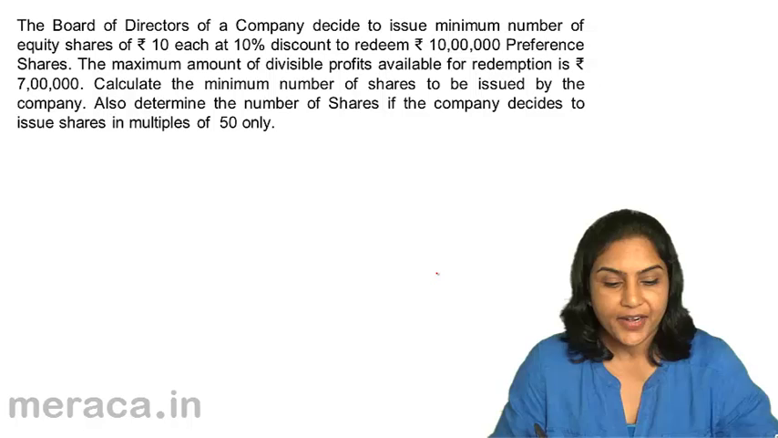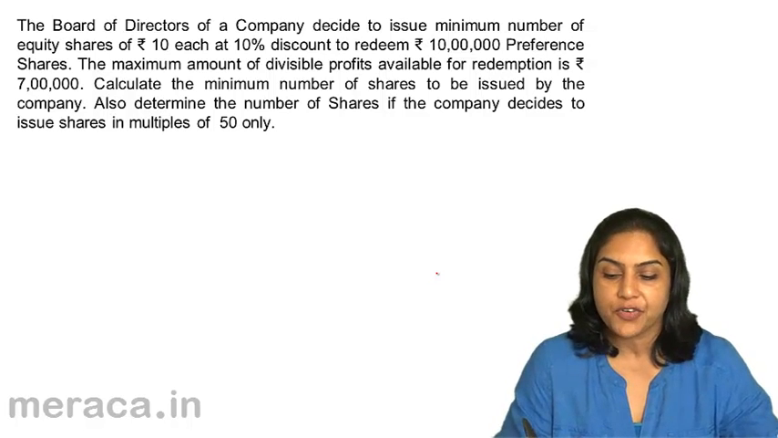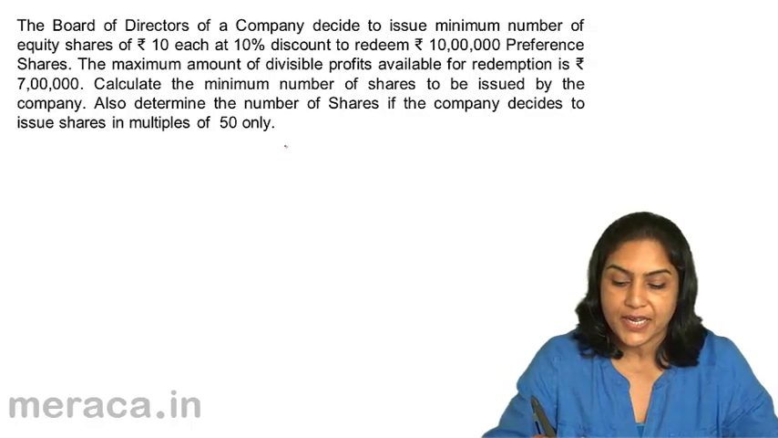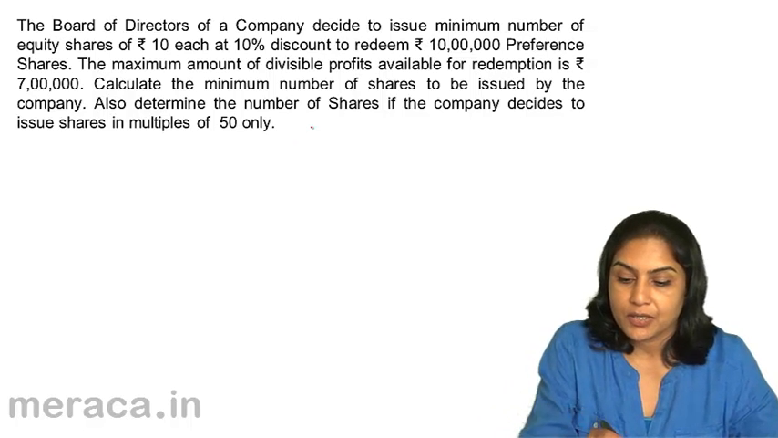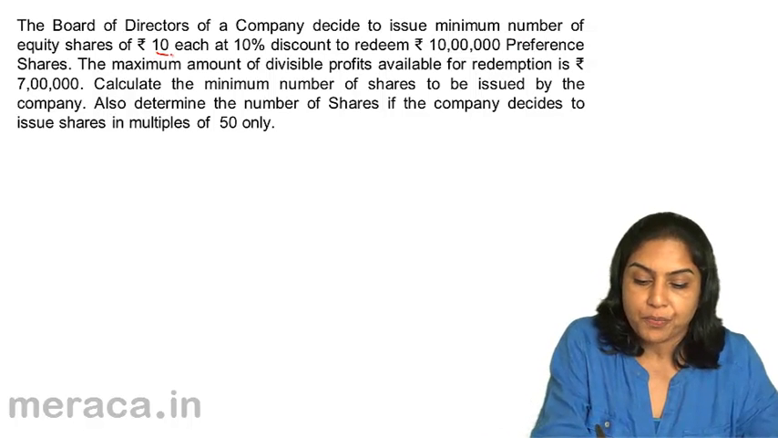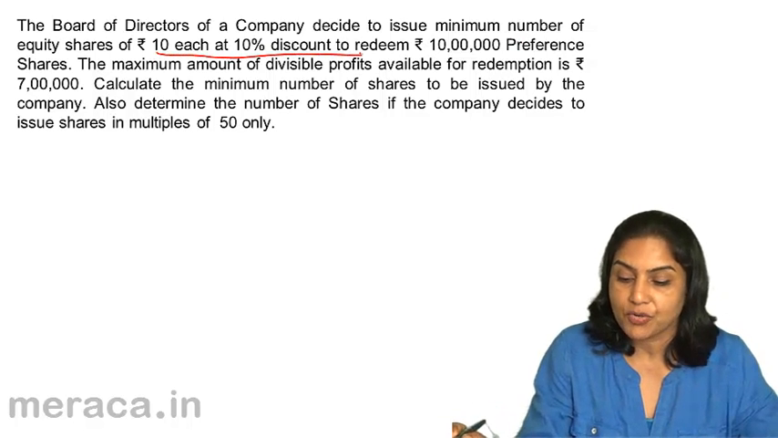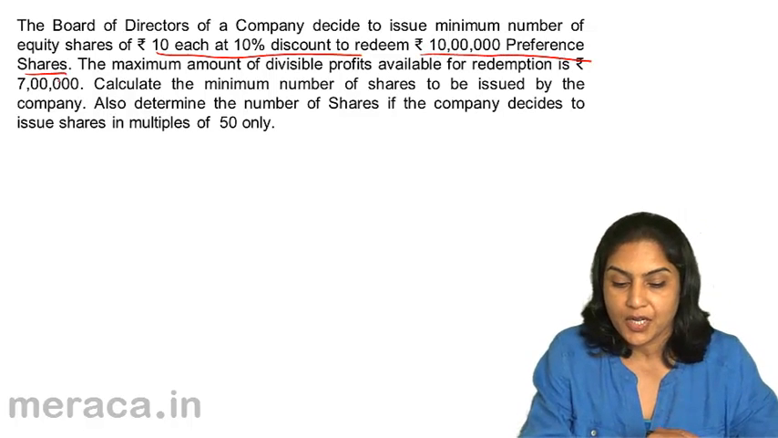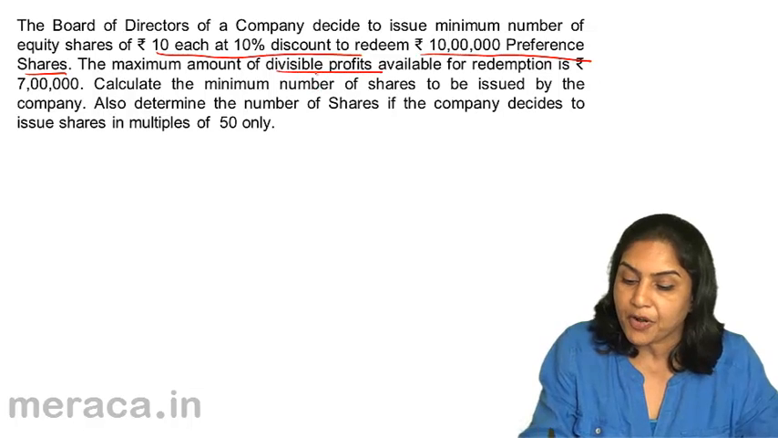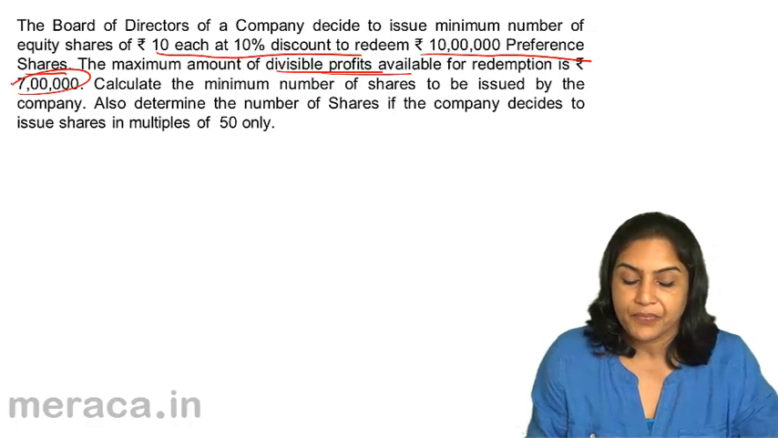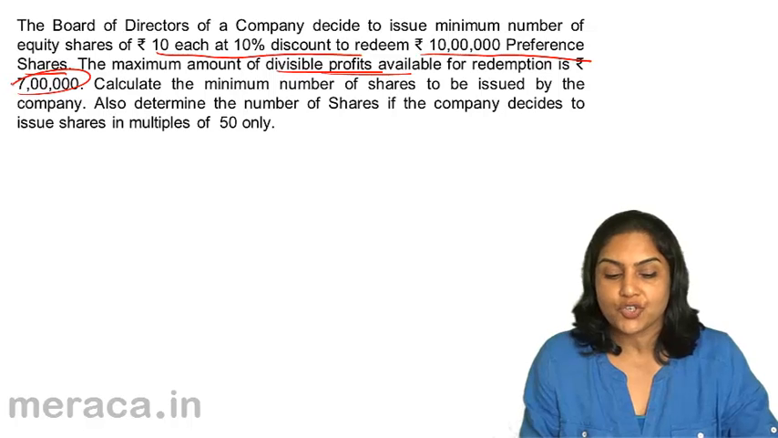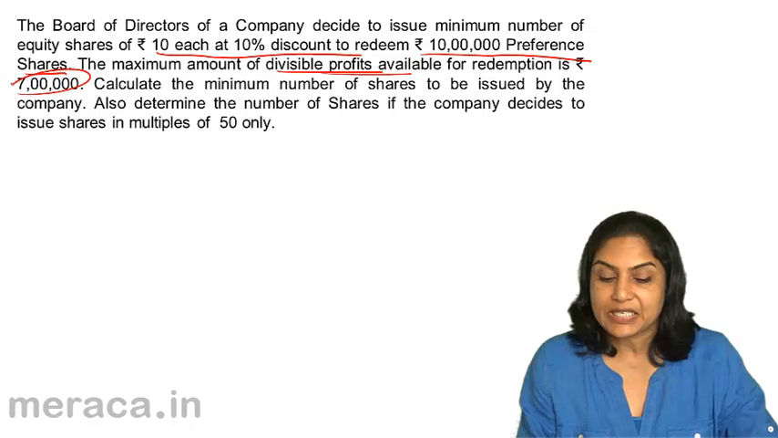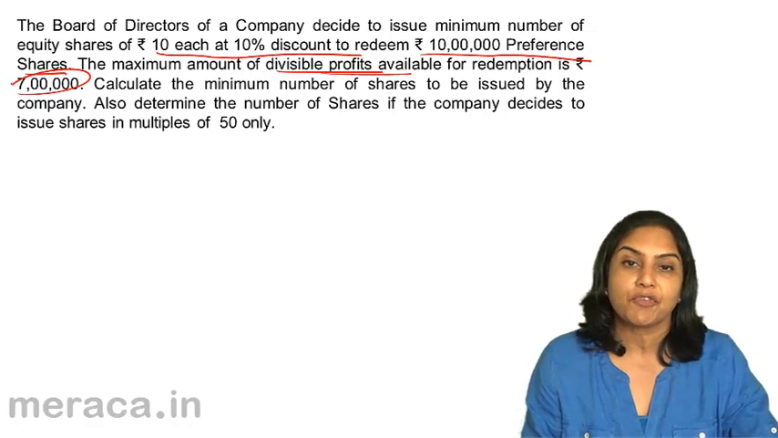Let us consider another example. The board of directors of a company decide to issue minimum number of equity shares of rupees 10 each at 10% discount in order to redeem rupees 10 lakh worth of preference shares. The maximum amount of divisible profits which are available is 7 lakh. Calculate the minimum number of shares to be issued by the company. Also determine the number of shares if the company decides to issue shares in multiples of 50 only.